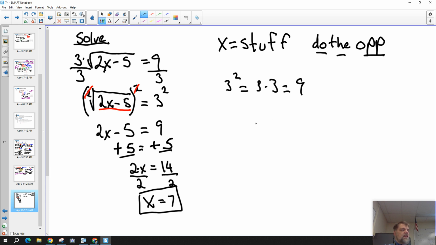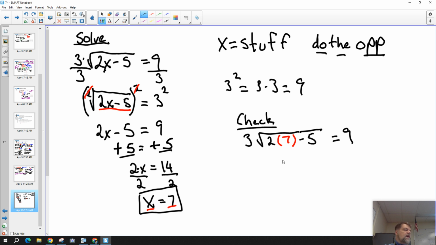Now you could verify that a couple of different ways, but the easiest way is to check. So would I do this on my homework? Maybe, if I wanted to get every point possible. So what I would do is I would say 3 times the square root of 2, but wherever there's an x, I would plug in 7. Right? Minus 5, and that should equal 9.